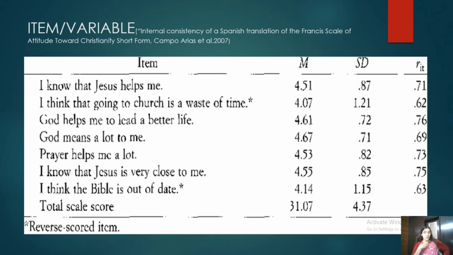If a person says, I know that Jesus helps me, that's 5, and I think going to church is a waste of time, again 5, which means he's a deceptive sample.